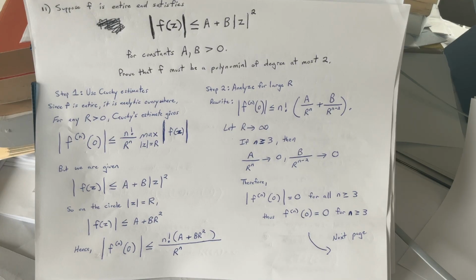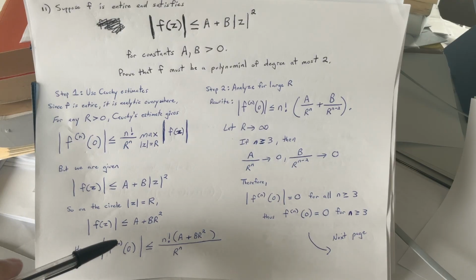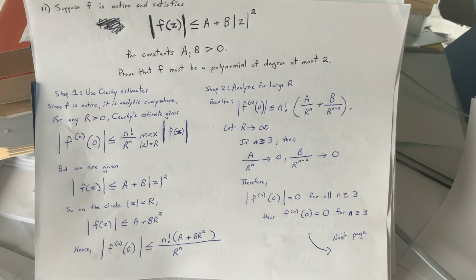So what we could say from this is, hence, if we take the modulus here of f to the n-th power of 0, that has to be less than or equal to n factorial times the quantity a plus br squared over r to the n. Okay, so that is step 1.